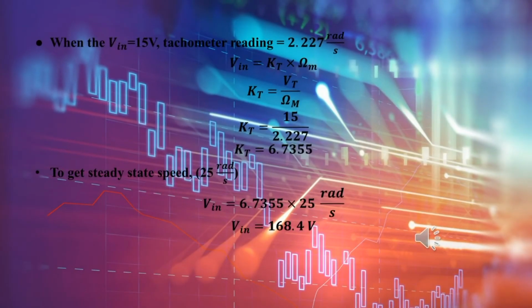After getting the result from the simulation, we will use the equation given in the project brief, V equal to kT times angular velocity. Then we will get the value kT equal to 6.7355. So to get the value of the voltage for steady state speed, 25 radian per second will be multiplied by 6.7355, and we get 168.4 volt.